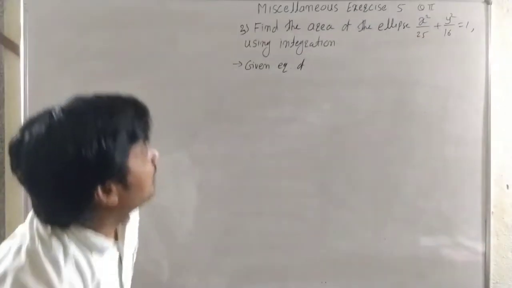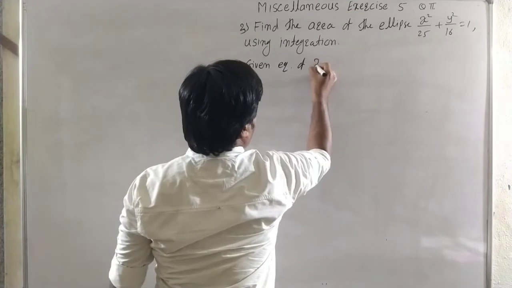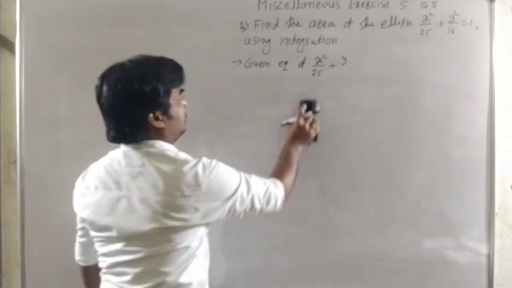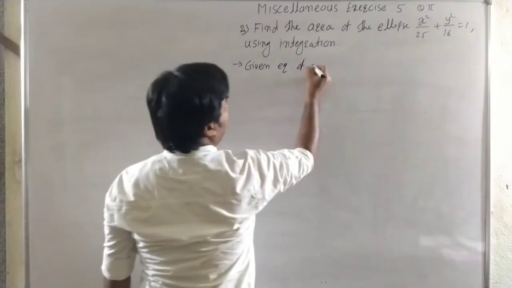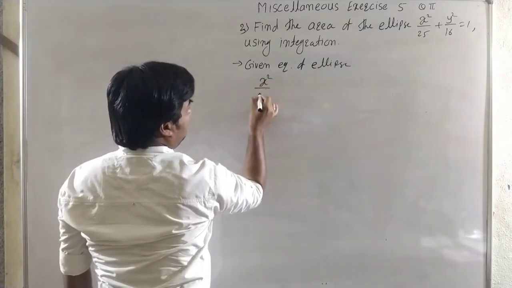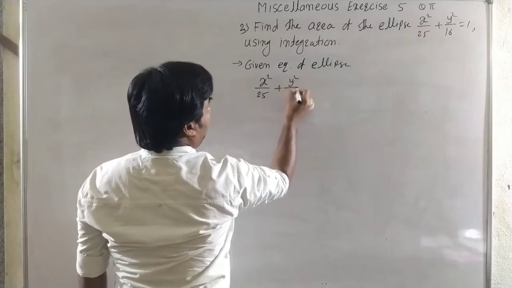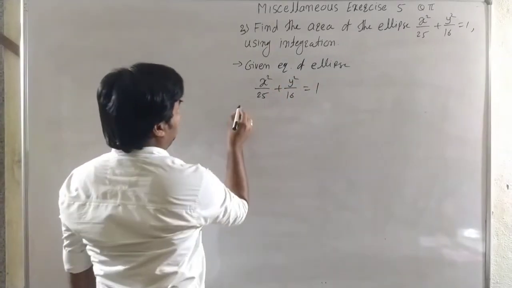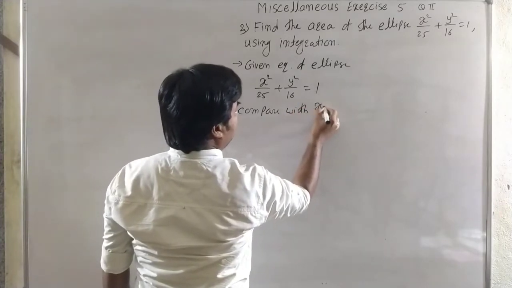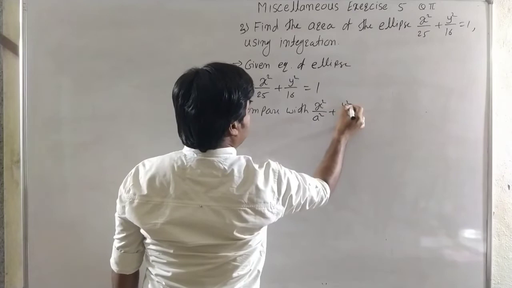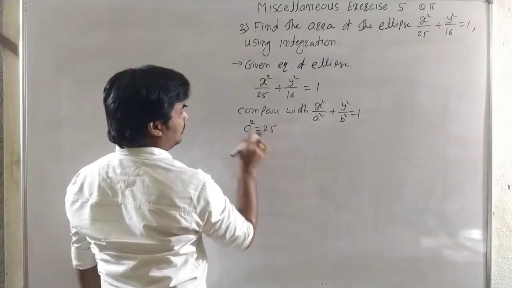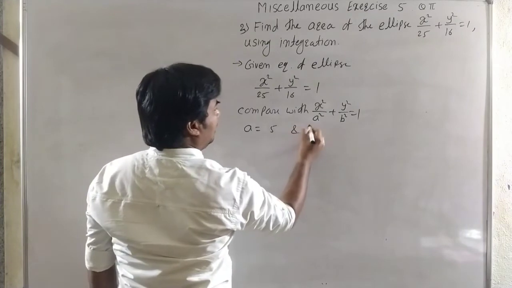Now here, the equation of the ellipse: x square upon 25 plus y square upon 16 is equal to 1. Okay, here compare with x square upon a square plus y square upon b square is equal to 1. Therefore a square is equal to 25. Okay, that means a is equal to 5 and b is equal to 4.